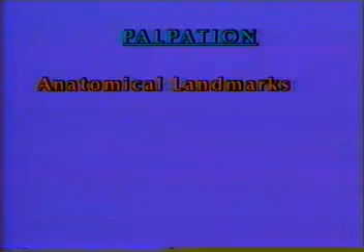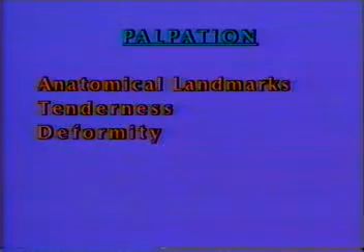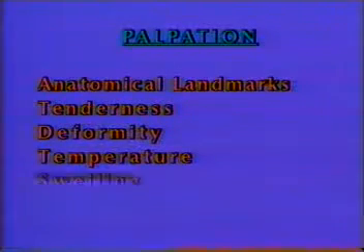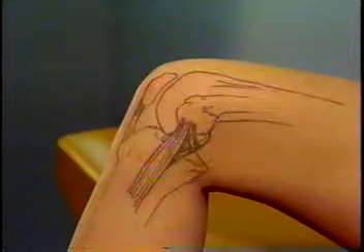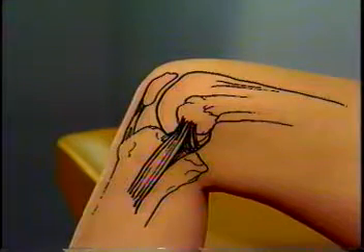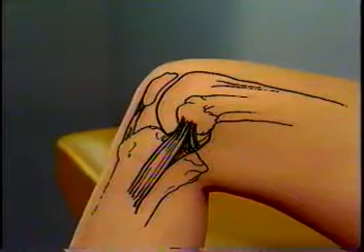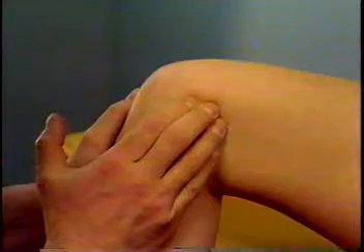Palpation. Important features to detect while palpating the bony and soft tissues include anatomical landmarks, tenderness, deformity, temperature, swelling, and crepitus. It is essential that the examiner fully understands the surface anatomy and identifies the bony and soft tissue landmarks in order to carry out palpation properly, and localize findings in terms of the appropriate anatomy.